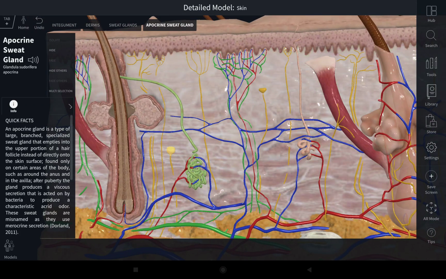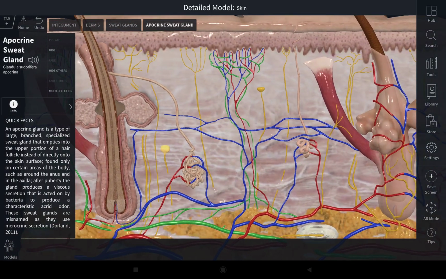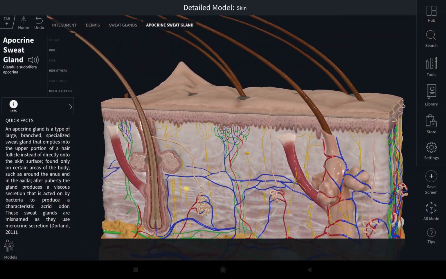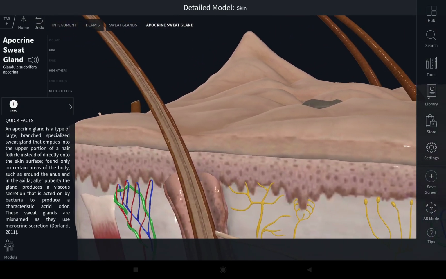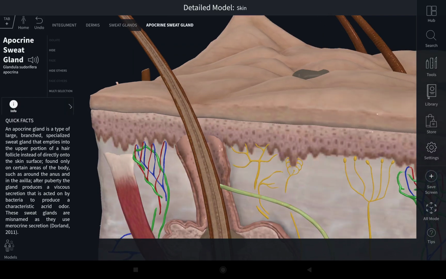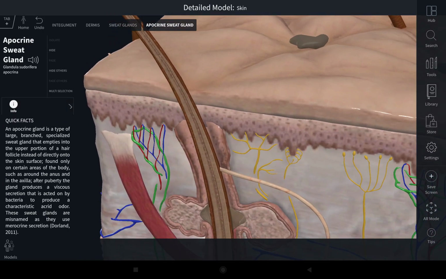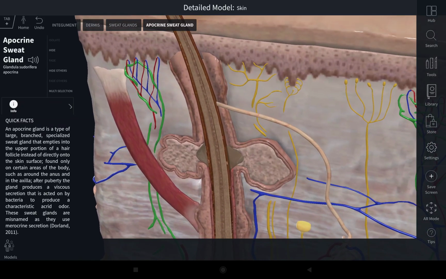This structure is the apocrine sweat gland. An apocrine gland is a type of large branched specialized sweat gland that empties into the upper portion of a hair follicle instead of directly onto the skin surfaces. Found only on certain areas of the body such as around the anus and in the axilla.